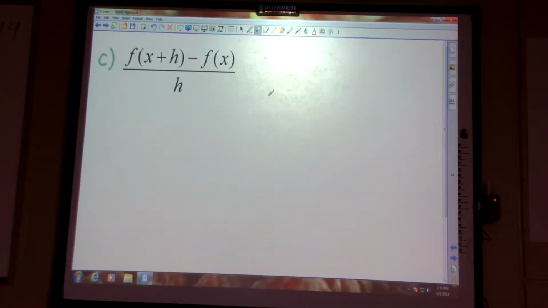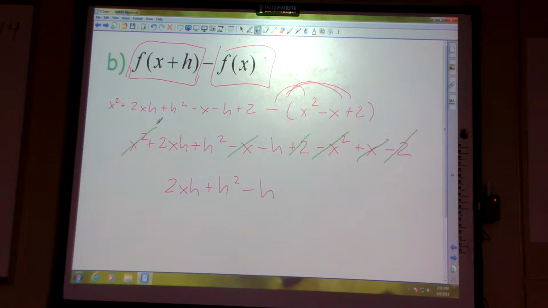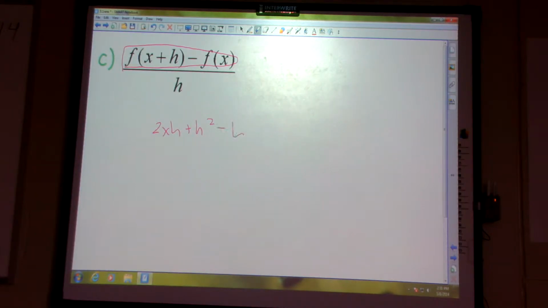Now I want to find f of x plus h minus f of x, all over h. Well, in part B, I just found all this. So I had 2xh plus h squared, let's see, minus h. But now I want it all over h. Now, don't you dare try to cancel that. Don't you dare. Because they don't cancel with addition or subtraction.